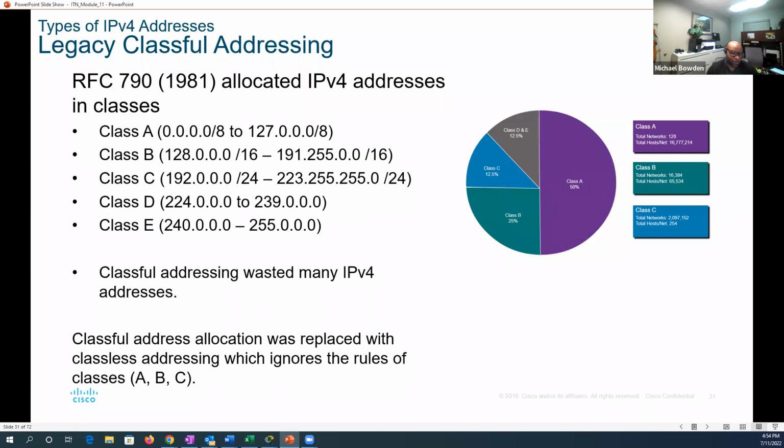So what happened was with classful addressing, you had a lot of wasted IP addresses. I know ever since I was in Kelly's class, he was saying that there's a shortage of IPv4 addresses. So that's where we came up with classless addressing, and you start doing variable length subnetting to save some of those addresses.